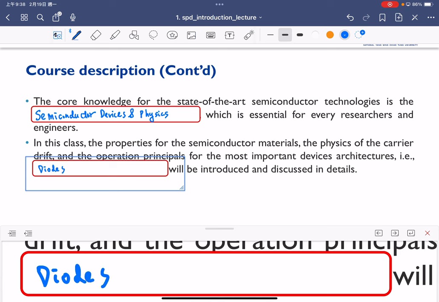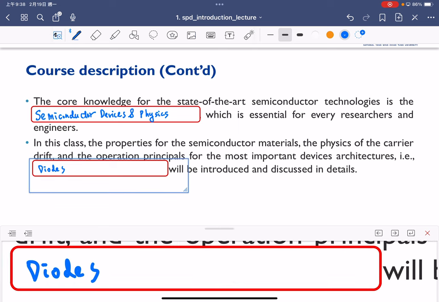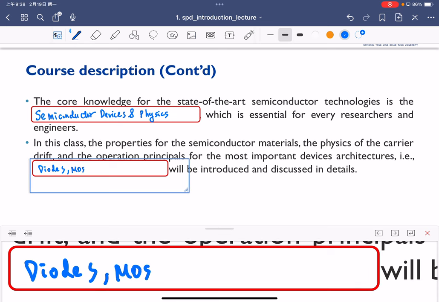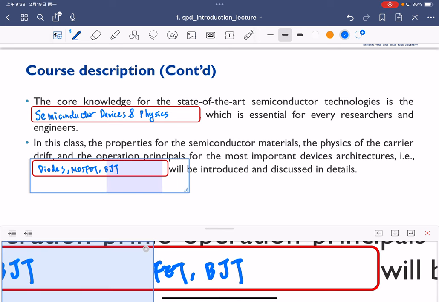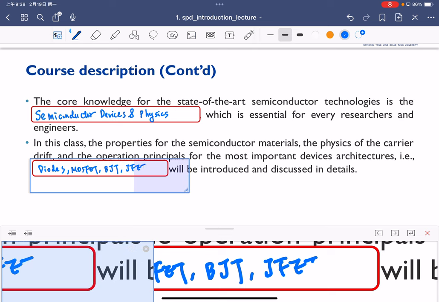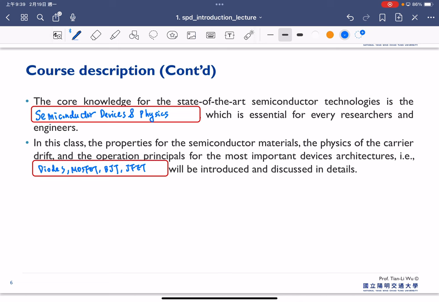In the previous slide, we have already shown that the diode is an important component. We will also talk about the MOSFET. MOSFET has roughly the same name as CMOS, so they are more or less the same thing. We will also talk about the BJT, which is a bipolar junction transistor, and the JFET, which will be introduced and discussed in detail here.